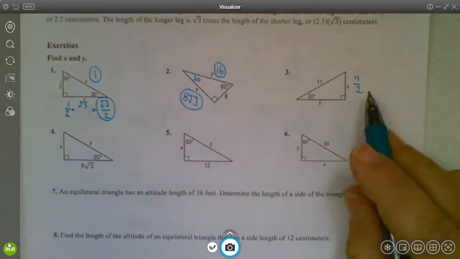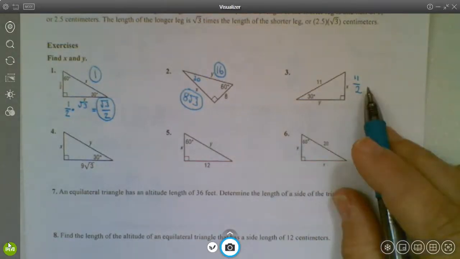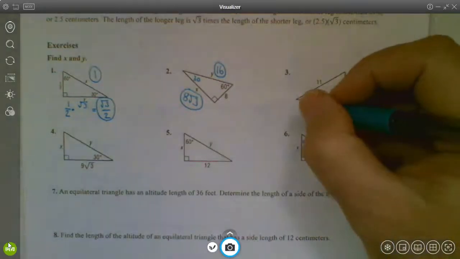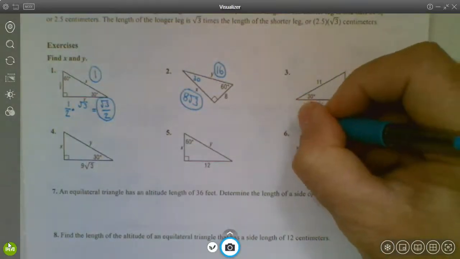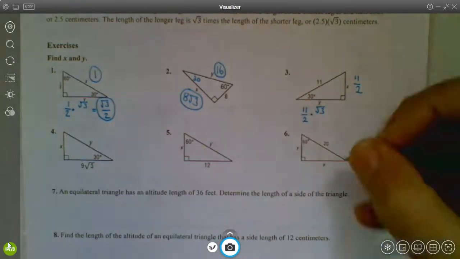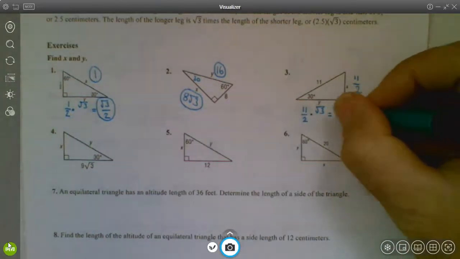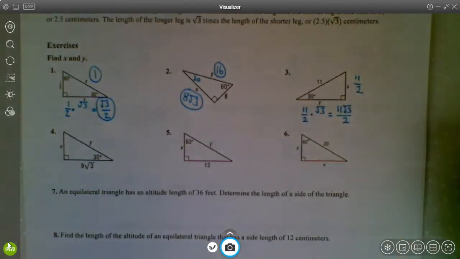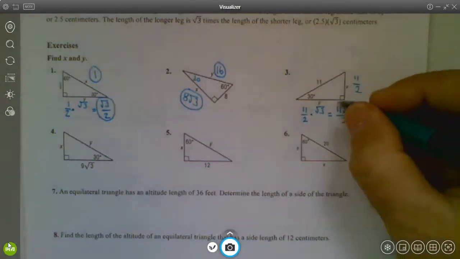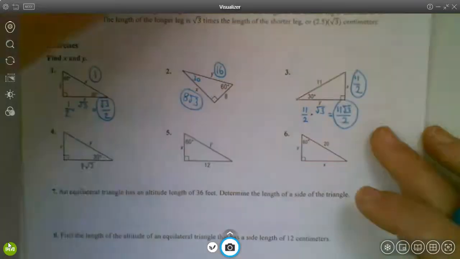So now how do we go from short leg to long leg? So remember the pattern is, well, take your short leg and multiply it by the square root of 3. So I'm going to take my short leg, multiply it by the square root of 3. So it's just going to read 11 root 3 over 2. So there's my long leg, and here's my short leg. All right, let's keep going.